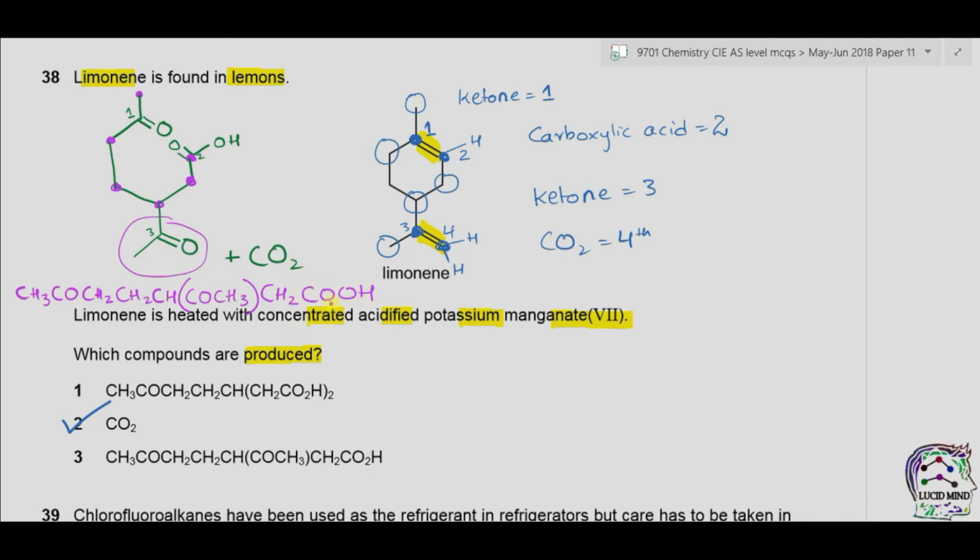As only one carboxylic acid is formed, while in this one we can see that two carboxylic acids are given, so one is wrong. The third one is exactly the same as the structure given. So 3 is formed. As both options 2 and 3 are correct, the answer is therefore C.